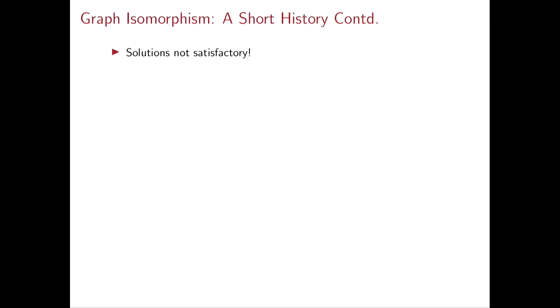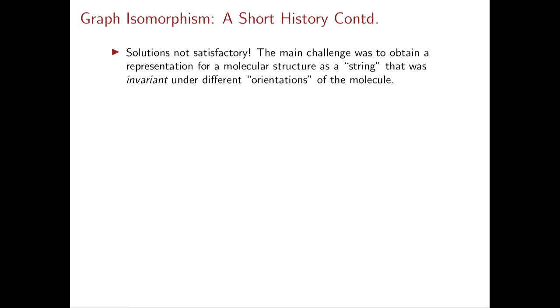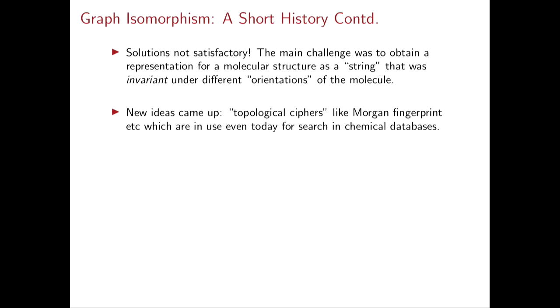But the solutions were not satisfactory. The main challenge there was to get a representation for a molecular structure as a string that was invariant under different orientations of the molecule. Because it depends on how you structure a molecule as a string. Which atom do you place as the first and which do you place as the second? So the same molecule can look different if it's ordered differently, so to speak. To combat that difficulty, to take into account the spatial orientation of molecules, certain objects called topological ciphers were developed. There's something called the Morgan fingerprint. Apparently, it's still used to search chemical databases.